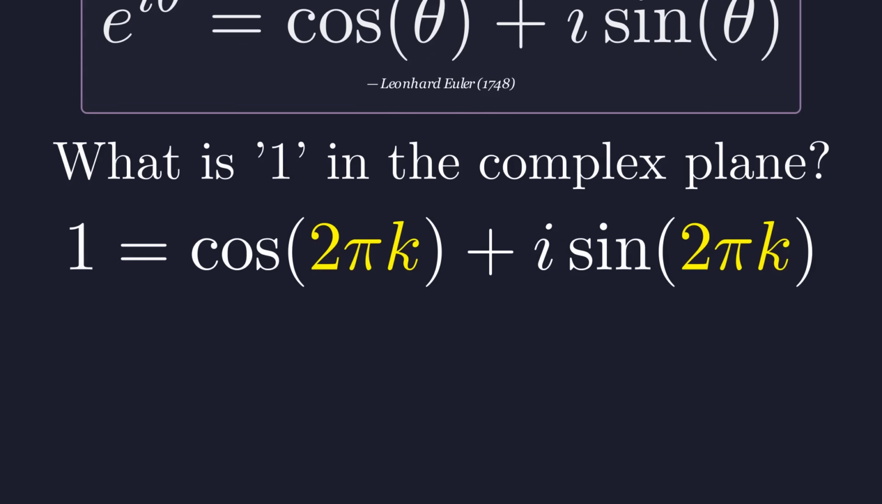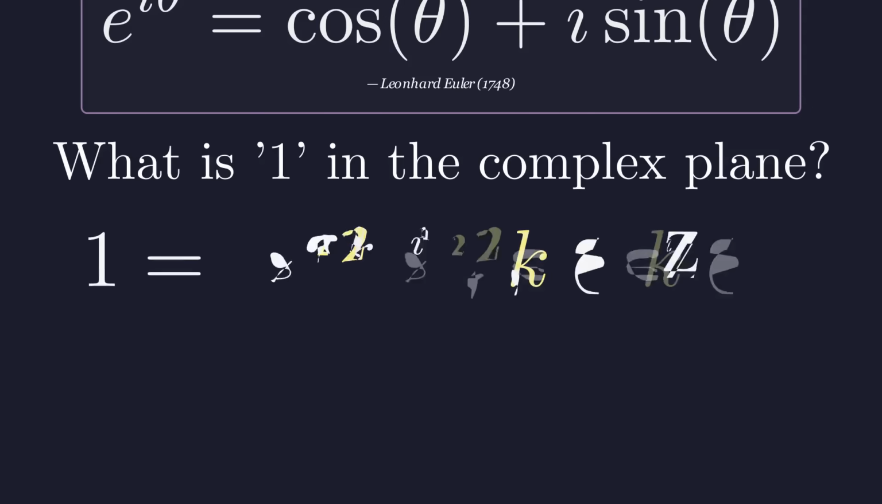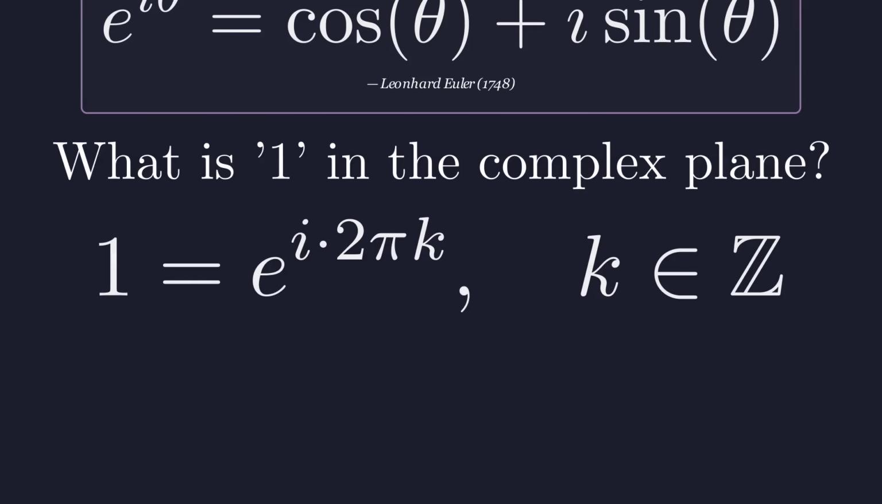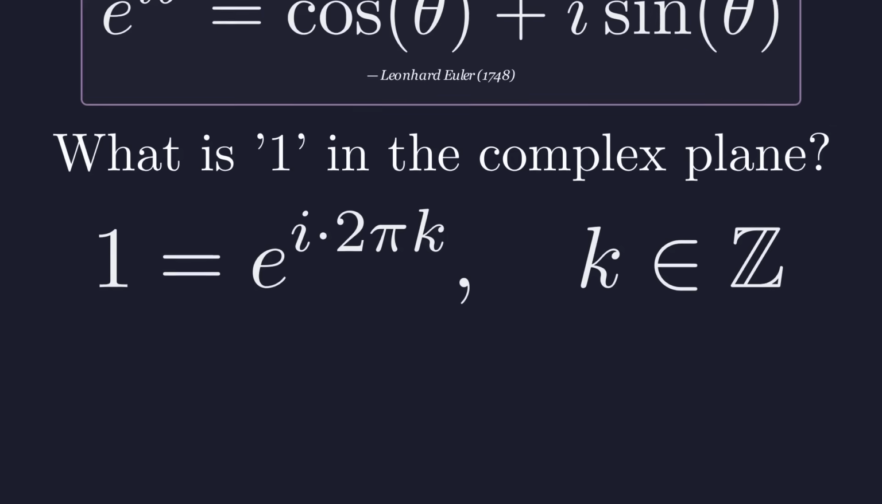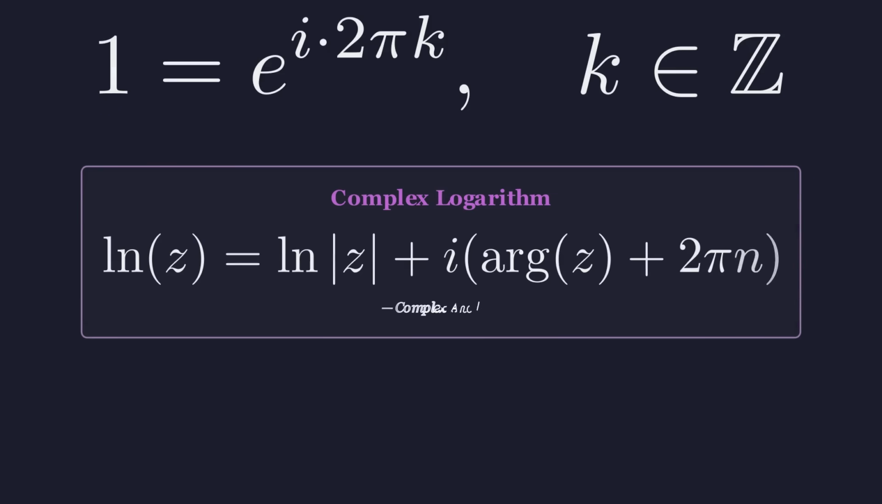For any integer k, the cosine of 2 pi times k is 1, and the sine is 0. Using Euler's identity, we can now express 1 in this really powerful exponential form. So 1 equals e raised to the power of i times 2 pi times k, where k is any integer. This is the first piece of our puzzle. The second key insight is understanding logarithms in the complex plane. Unlike real logarithms, complex logarithms are multi-valued, which reflects the periodic nature of angles.